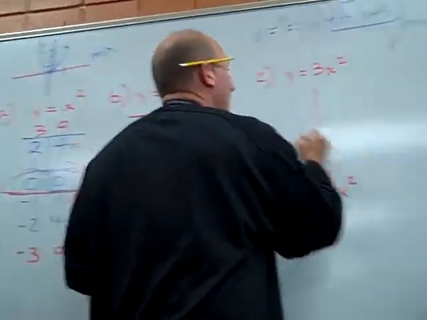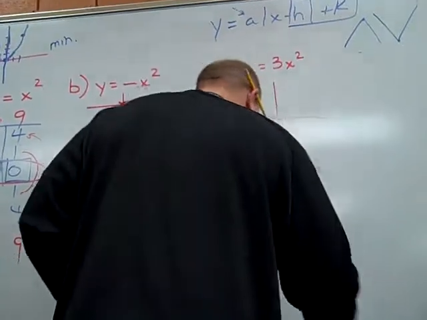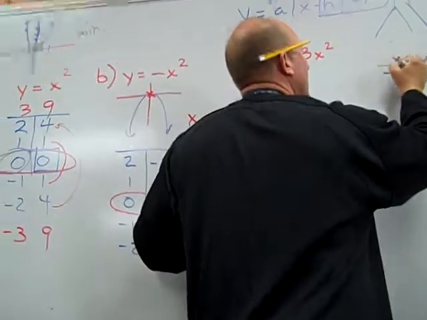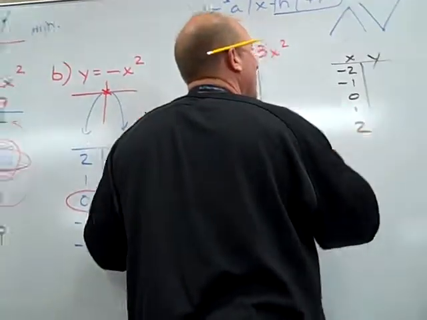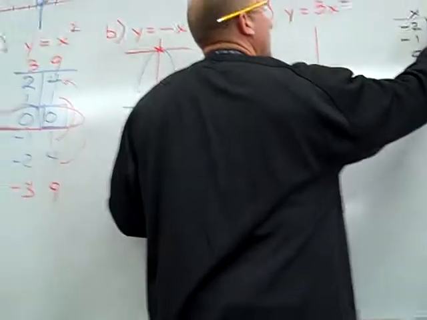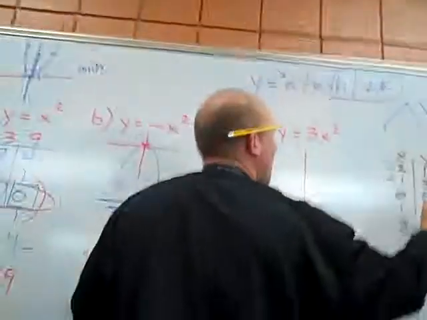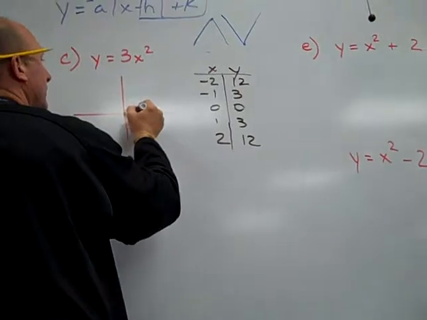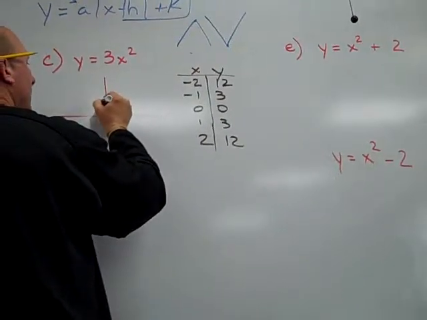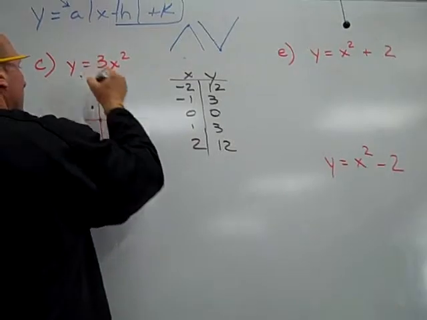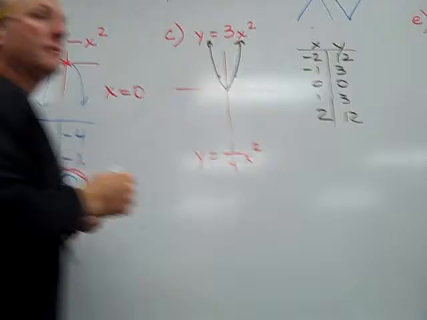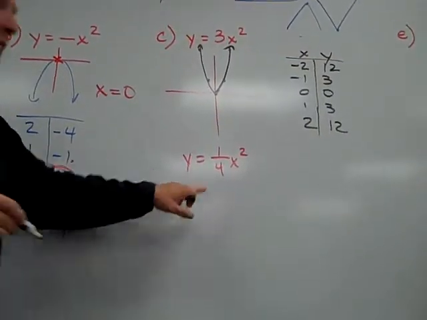So let's take a look. What's going to happen? Those of you who have graphing calculators, type it in. Those of you that don't, got a T-chart to make. Skinnier or fatter? Skinnier. Fatter.